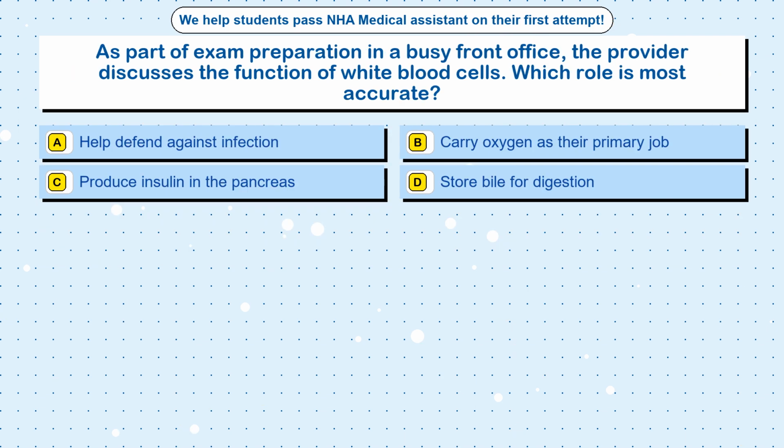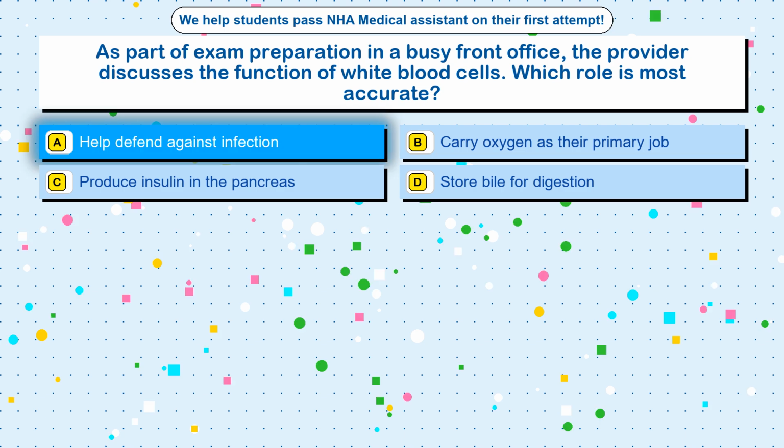Question 64. As part of exam preparation in a busy front office, the provider discusses the function of white blood cells. Which role is most accurate? Option A, help defend against infection. Option B, carry oxygen as their primary job. Option C, produce insulin in the pancreas. Option D, store bile for digestion. The correct answer is option A, help defend against infection.